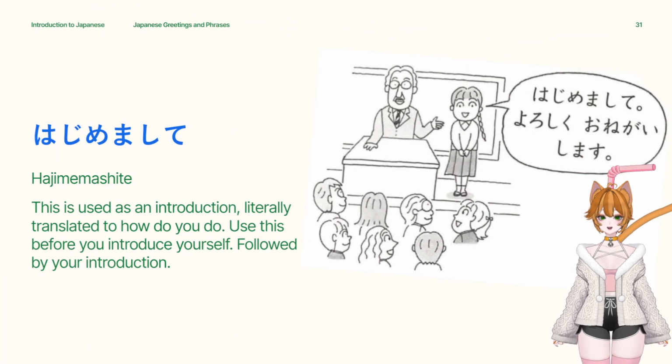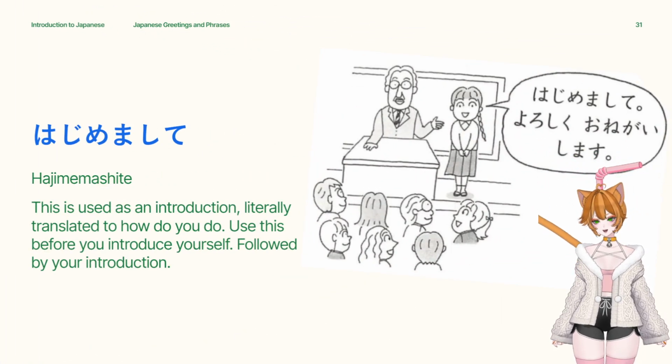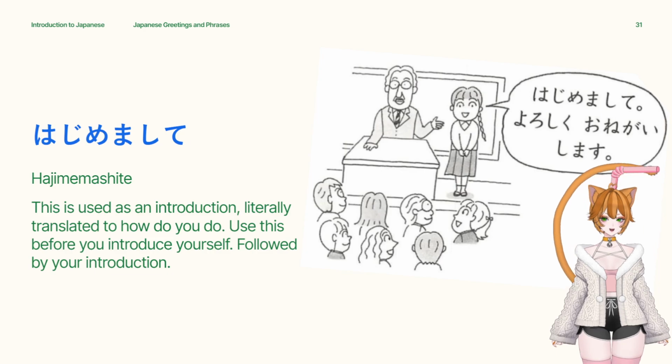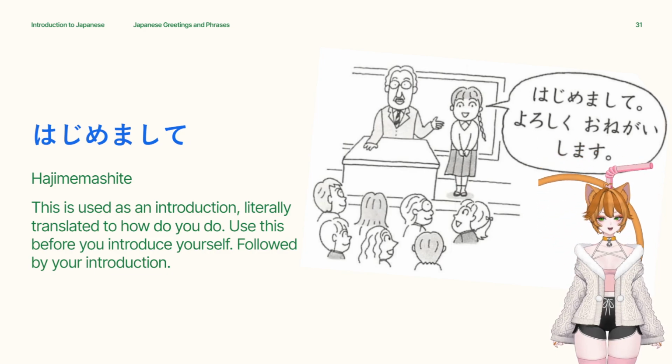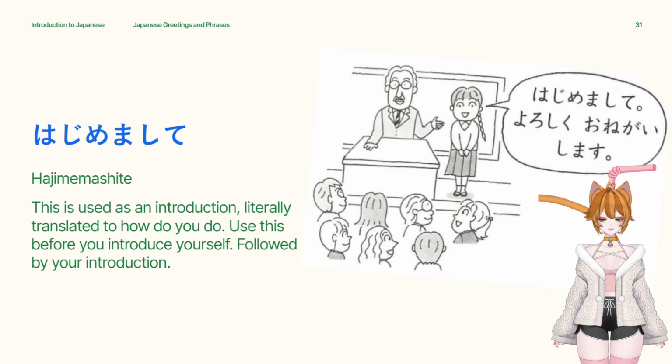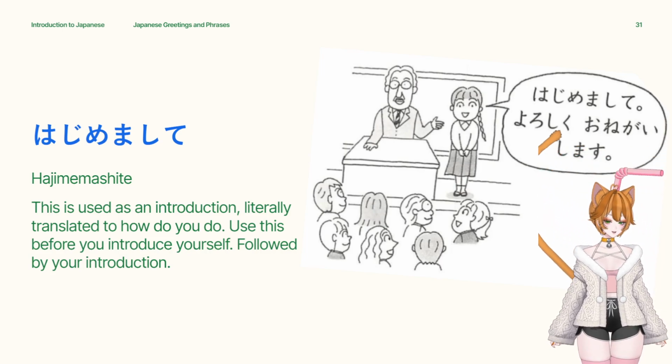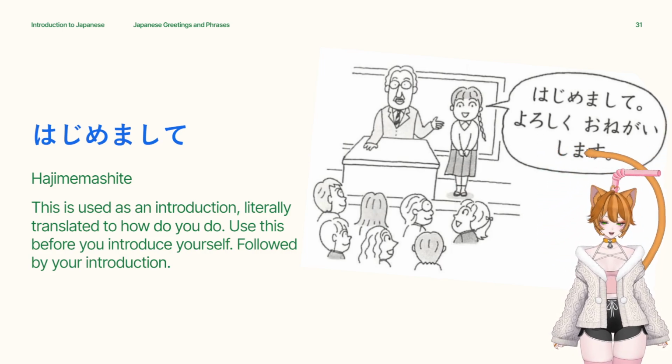Alright, so this next one is an introductory phrase. This is what we use before we introduce ourselves. Hajimemashite. This is, like I said, used as an introduction, but it literally translates to how do you do. You use this before you introduce yourself. So it is hajimemashite, and then it follows with your introduction, your name, your age, whatever.